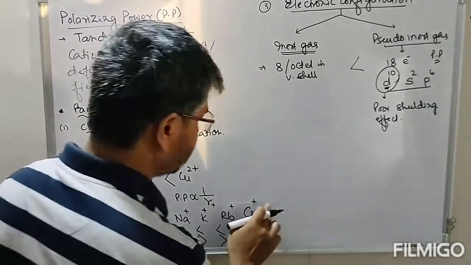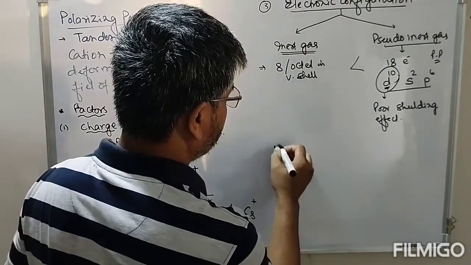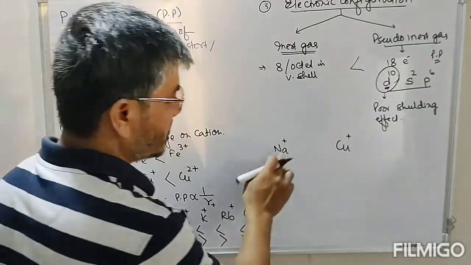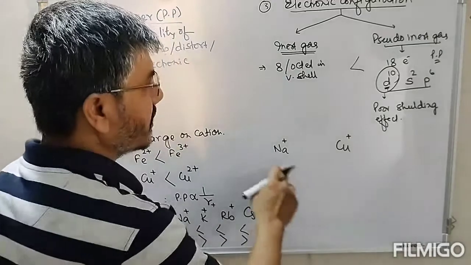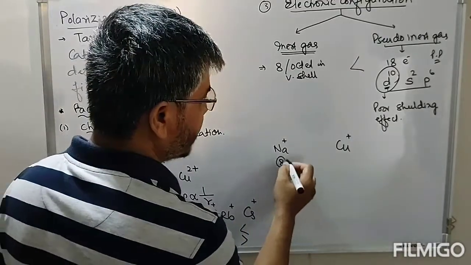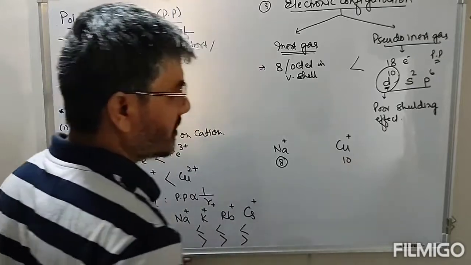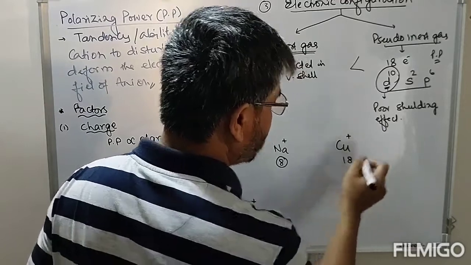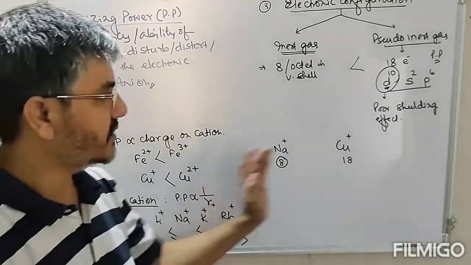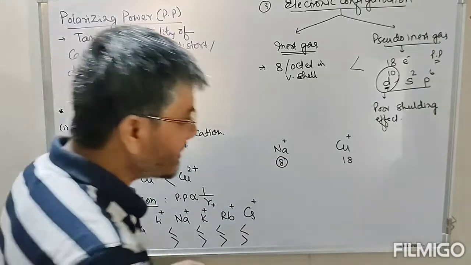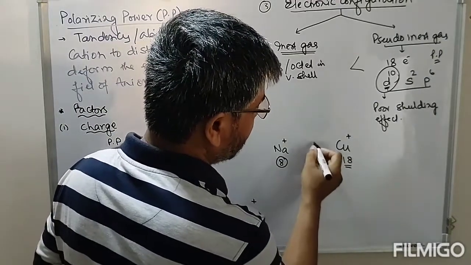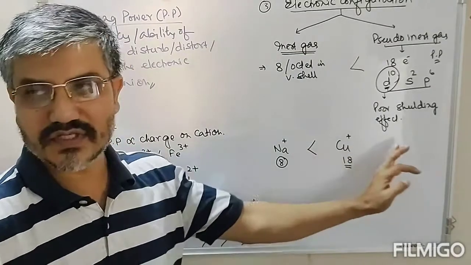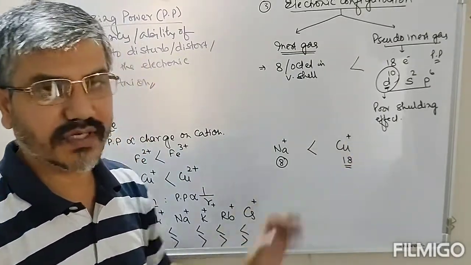Take Na+ and Cu+. If you look at this, sodium has 8 electrons in the valence shell, copper has 18 electrons in the valence shell, so we have a pseudo inert gas configuration. If you look at it, the size of these is approximately the same. So because of the pseudo inert gas configuration, the polarizing power of the copper plus ion will be more. So the compounds formed by the copper plus ion will be more covalent than those of the sodium ion.